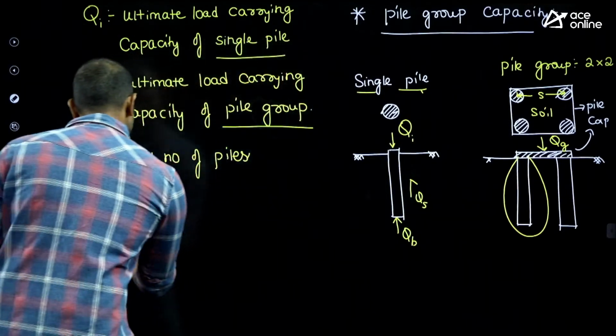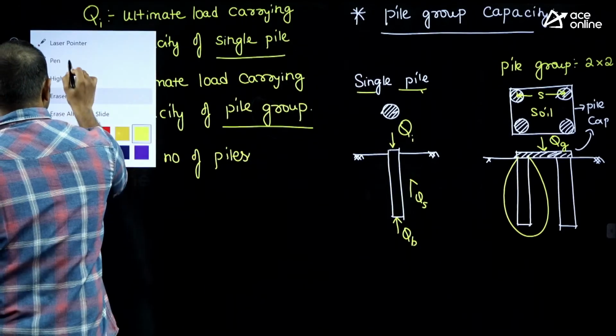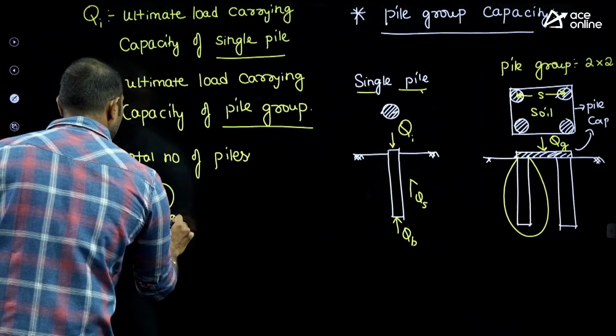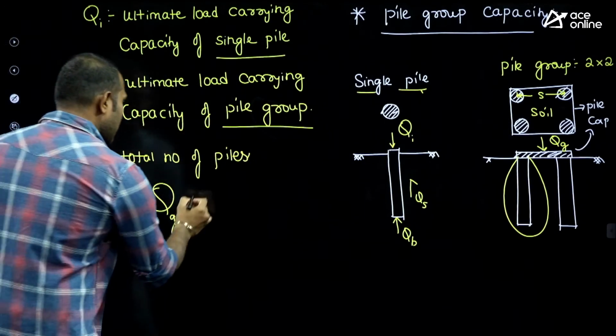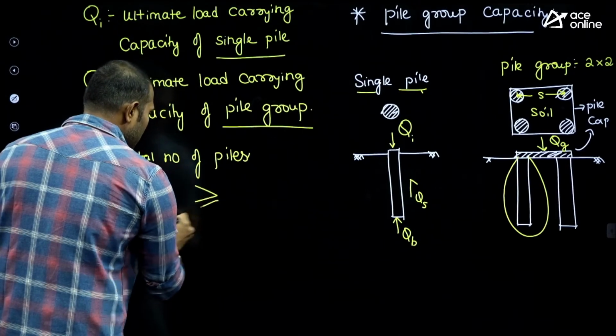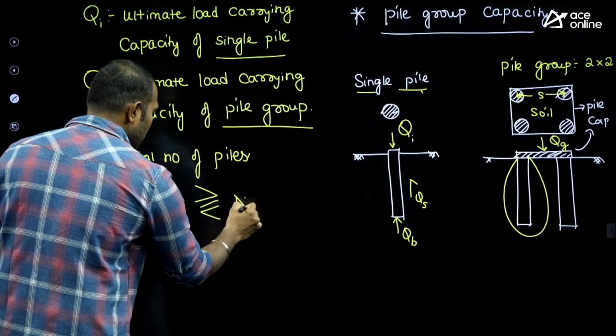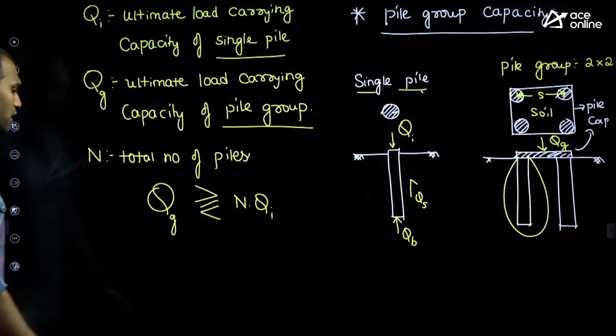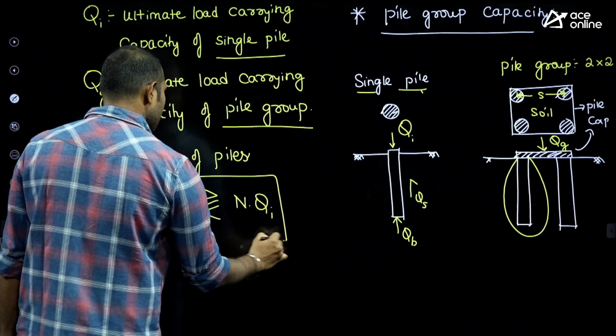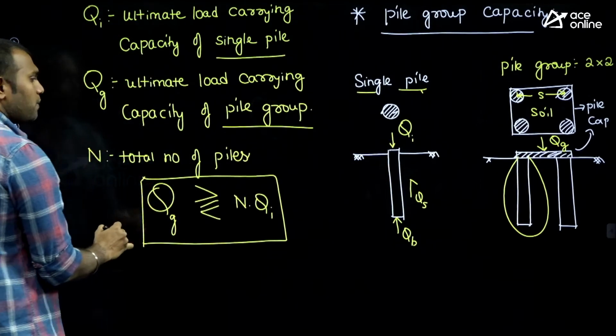So the point I want to mention here is that the load carrying capacity of the group can be greater than, equal to, or less than N into QI. It depends upon the type of the soil. And in order to know this, we have one term known as group efficiency.